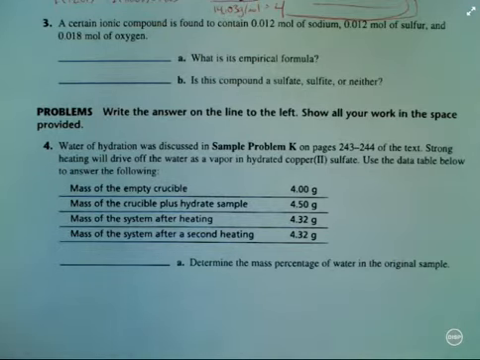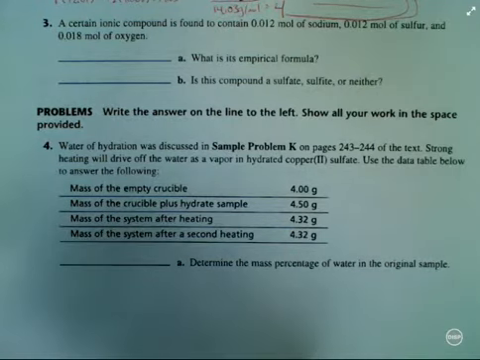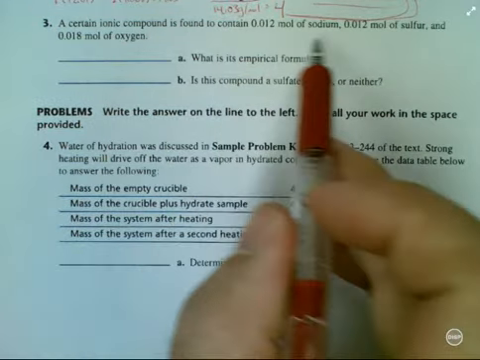Now, I hope you are noticing that the values that we've been given in number 3 are the same values that we get in the big old long procedure when we start from scratch, when we start from the percent composition. Once we've assumed a 100-gram sample and converted that into grams, and then we convert those grams into mole values. These are those mole values.